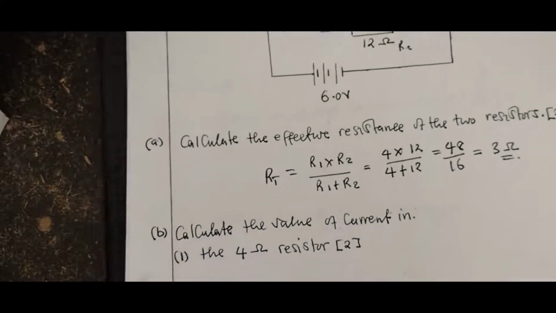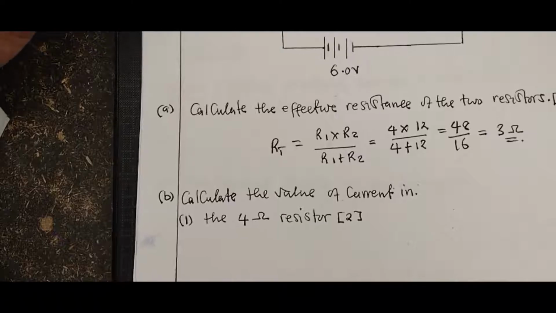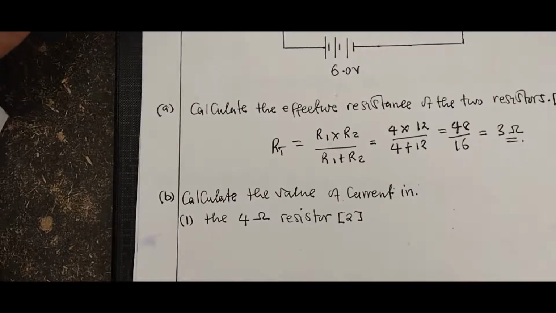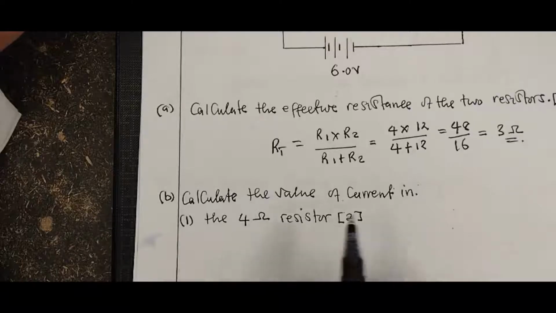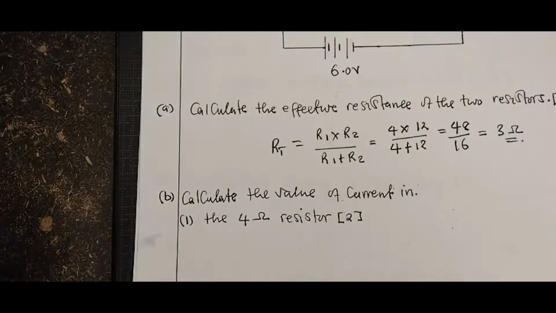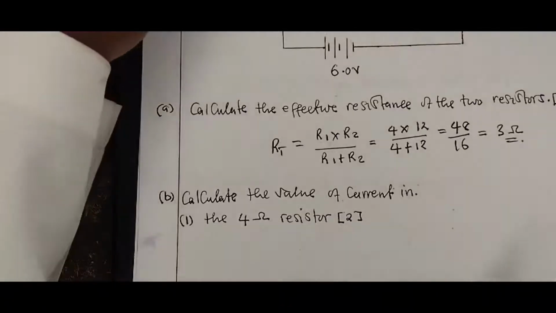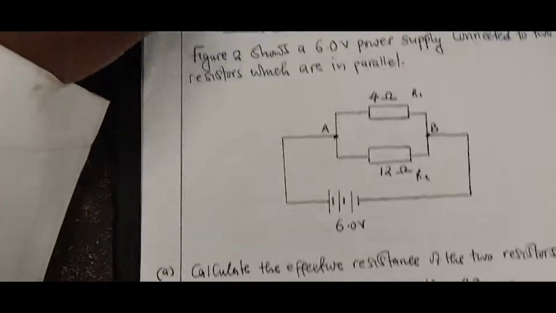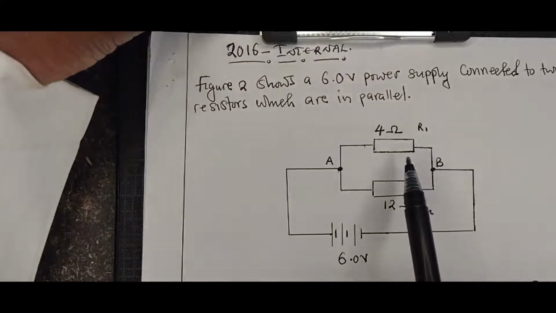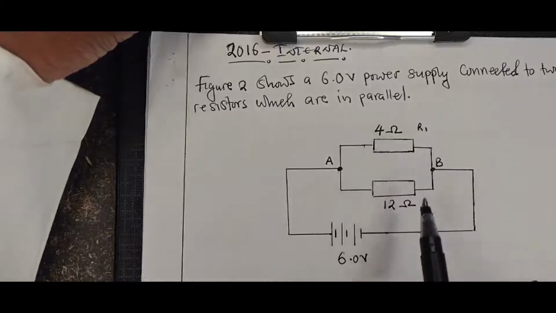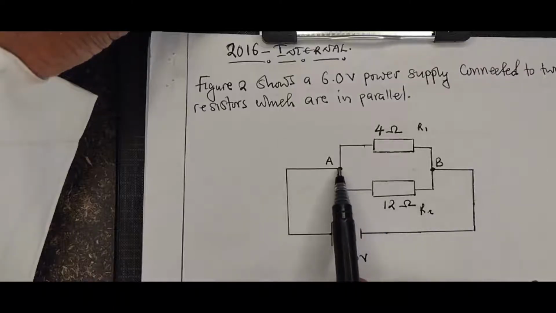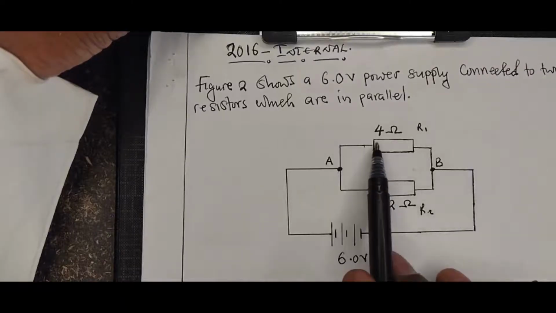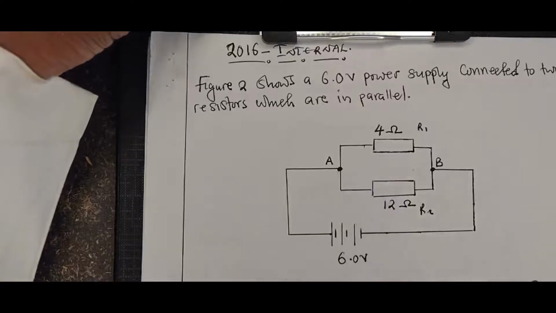So this is the total resistance in the first case. The second question is, calculate the value of current in the 4 ohms resistor. Another thing that you need to know is that current in parallel is shared. We have this 4 ohms and this 12 ohms, so the current that is passing through this circuit, when it reaches the junction here, is shared between the 4 ohms and the 12 ohms.